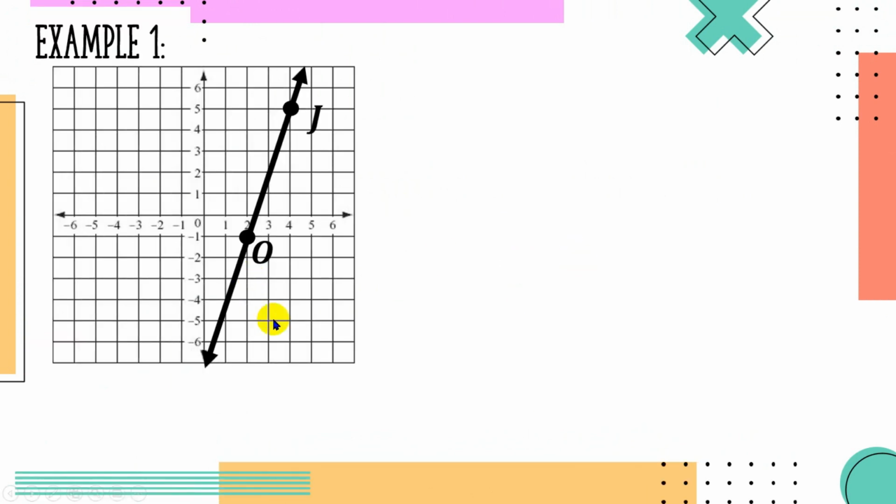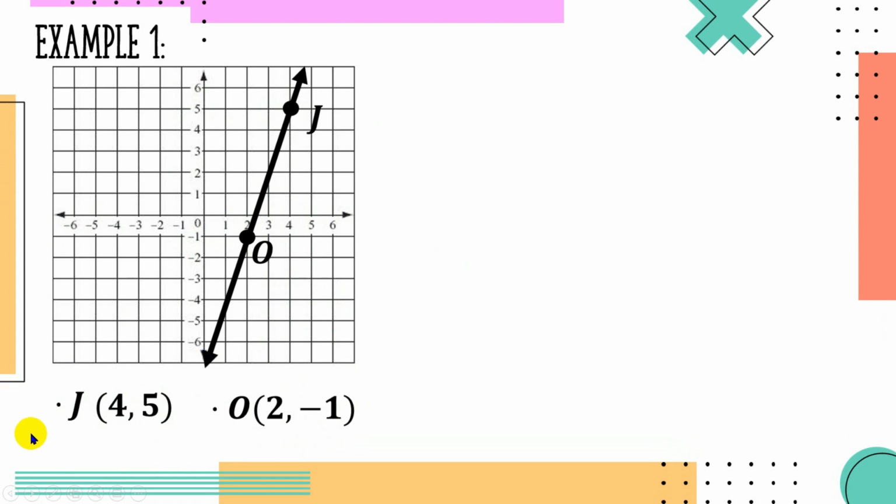So, let's have our example number 1. In our example number 1, meron tayong graph. Okay? So, we have point J and point O. So, since graph po yung meron tayo, and we're going to use the 2-point form, hanapin natin yung coordinates ng mga points na yon. For point J, we have 4 yung katapat niya sa X, and then 5 yung katapat niya sa Y. So, we have 4 and 5. And then for point O, yung ating X-axis again, katapat niya po ay si positive 2. And then for the Y-axis, ang katapat niya po ay si negative 1.